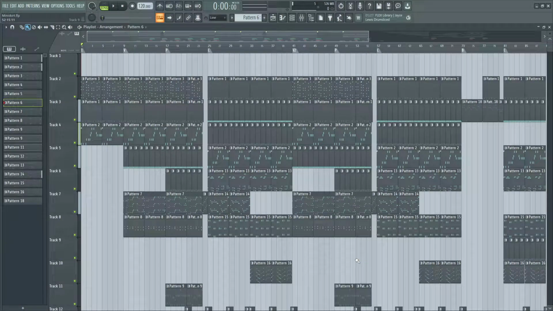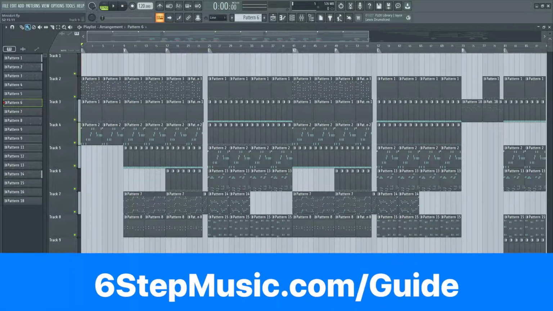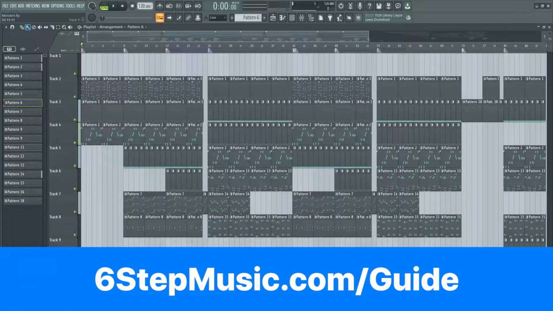In today's video, I'm going to be showing you a simple way to understand arranging your songs because it can seem confusing for a lot of new producers. Specifically, here's one easy technique to know how many patterns you need in each of your sections when you make a song. And if you want a deeper dive into this, go to sixstepmusic.com/guide.